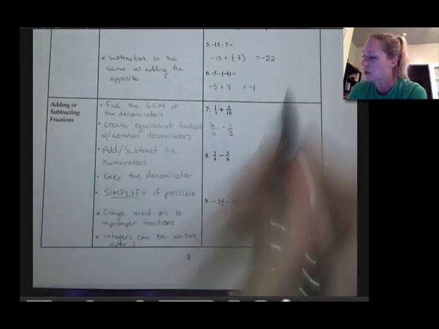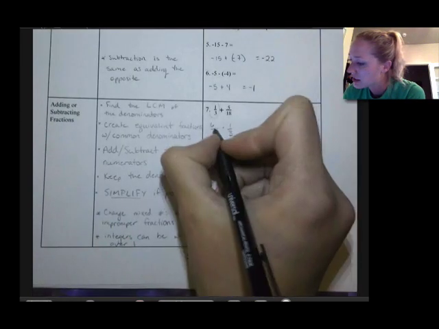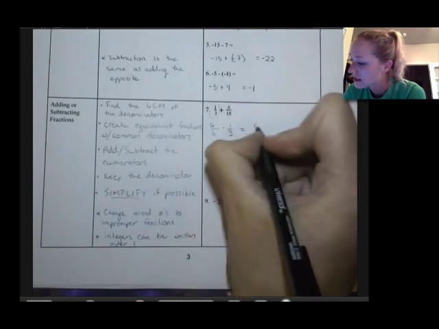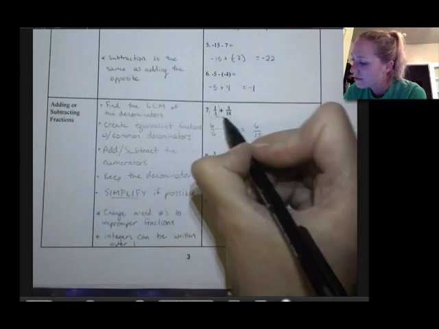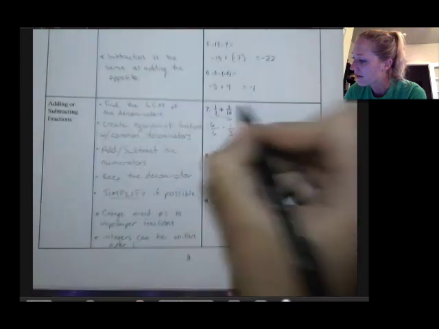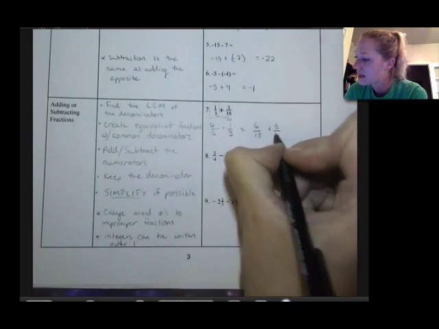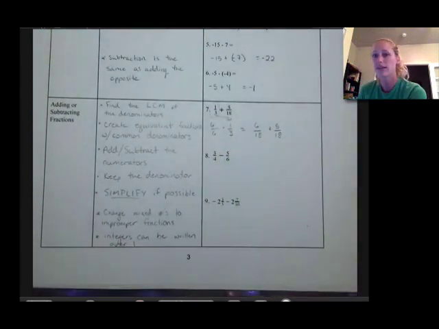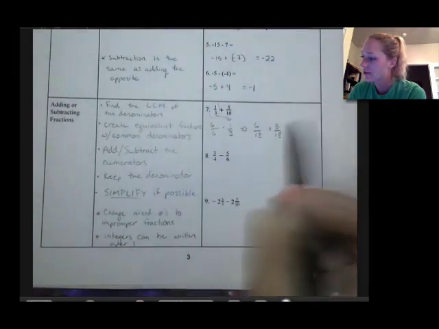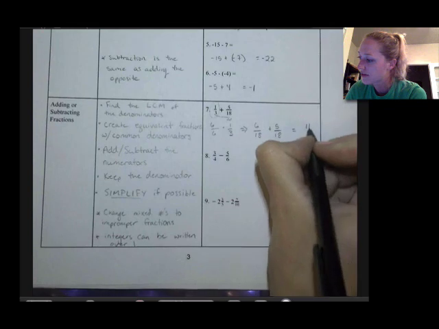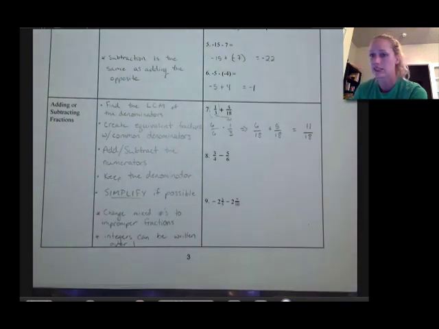I'm just going to change what it looks like. So 6 times 1 is 6, and 6 times 3 is 18. So now, after this, I have 6/18 plus 5/18. Once I have a common denominator, then I can add the numerators. 6 plus 5 is 11. I keep the denominator the same.